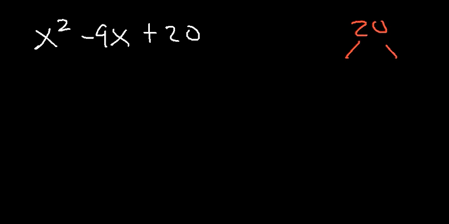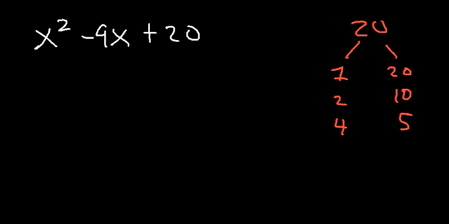So let's try this one, x squared minus 9x plus 20. So let's look for two numbers that multiply to 20 but add to negative 9. If we divide 20 by 1, we're going to get 20. If we divide it by 2, we'll get 10. 3 doesn't go into 20, but if we divide it by 4, we'll get 5.